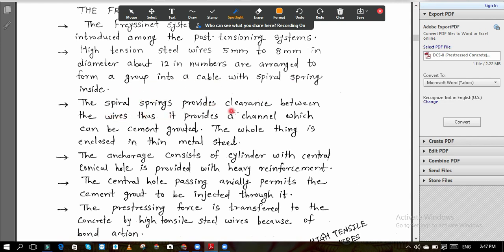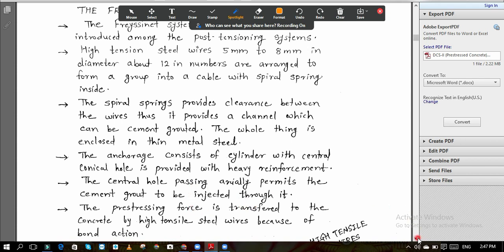The spiral springs provide clearance between the wedges. Thus, it provides the channel which can be cement grouted. The whole thing is enclosed in a thin metal sheet. The anchorage consists of a cylinder with a central conical hole, provided with heavy reinforcement, as already shown in the diagram. The central hole passing axially permits the cement grout to be injected through it.